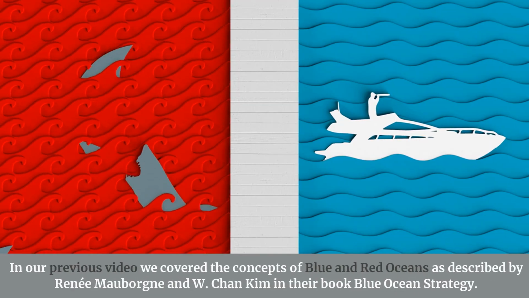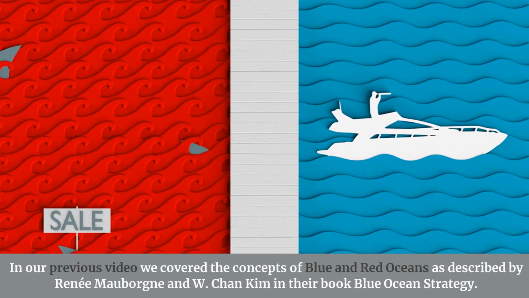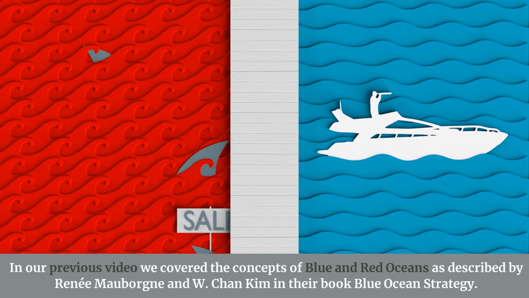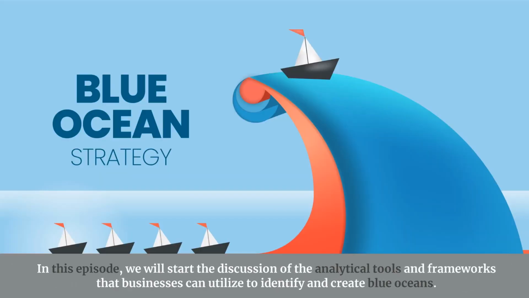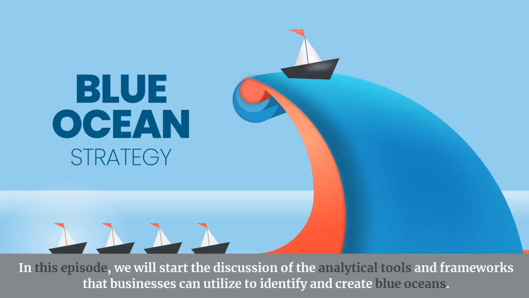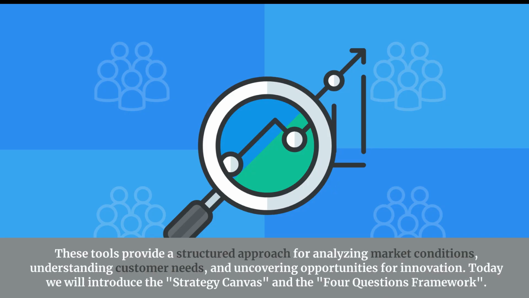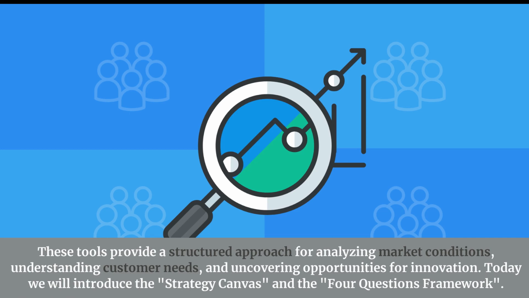In our previous video, we covered the concepts of blue and red oceans as described by Renée Mauborgne and W. Chan Kim in their book Blue Ocean Strategy. In this episode, we will start the discussion of the analytical tools and frameworks that businesses can utilize to identify and create blue oceans. These tools provide a structured approach for analyzing market conditions, understanding customer needs, and uncovering opportunities for innovation. Today we will introduce the Strategy Canvas and the 4 Actions Framework.